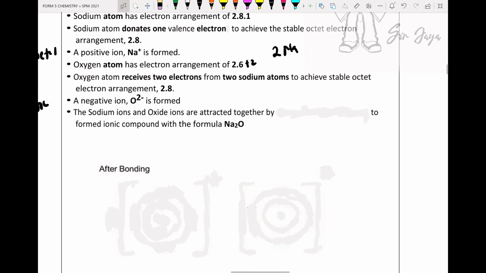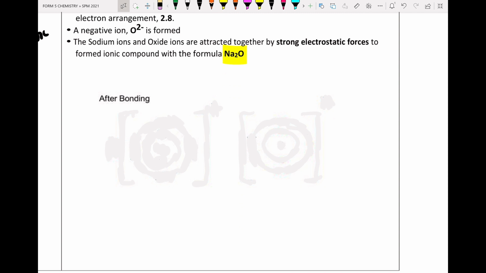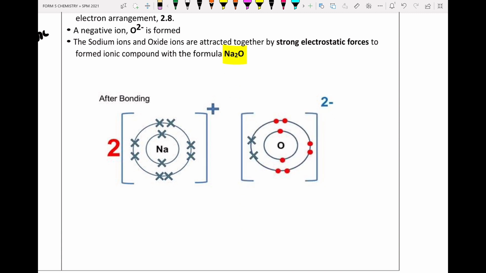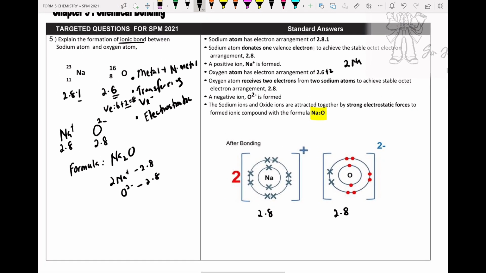The sodium ions and oxide ion are attracted together by strong electrostatic forces of attraction and form ionic bonding, an ionic compound with the formula Na2O. And how to draw the electron arrangement of the compound? So we have two sodium ions and we have the oxide ion. Both of these ions already achieve stable octet electron arrangement. Alright, so that's how we answer the essay question for the formation of ionic bonding.